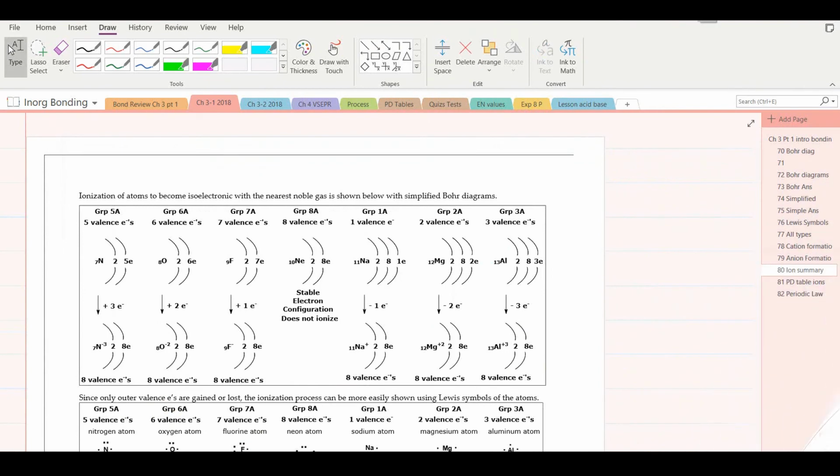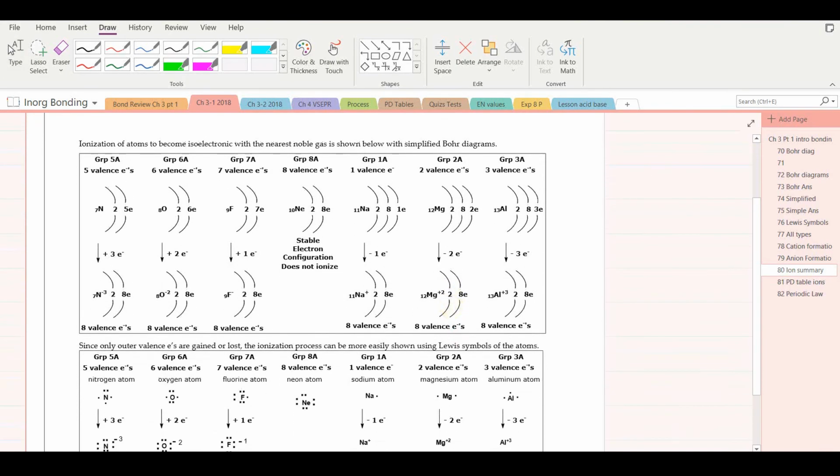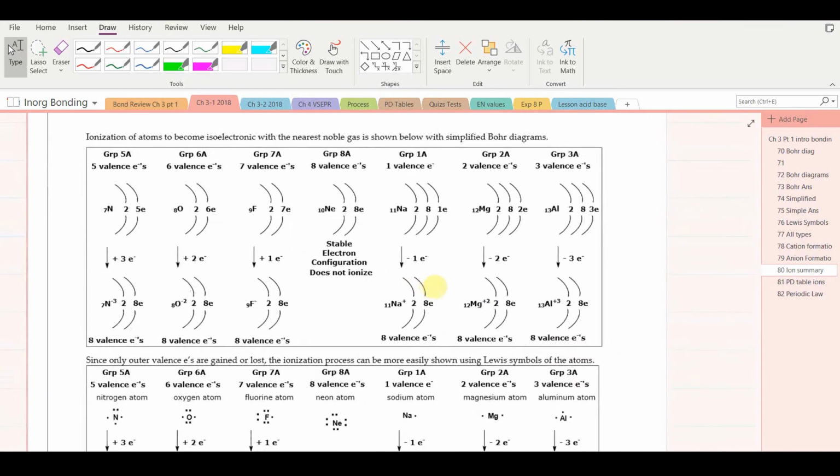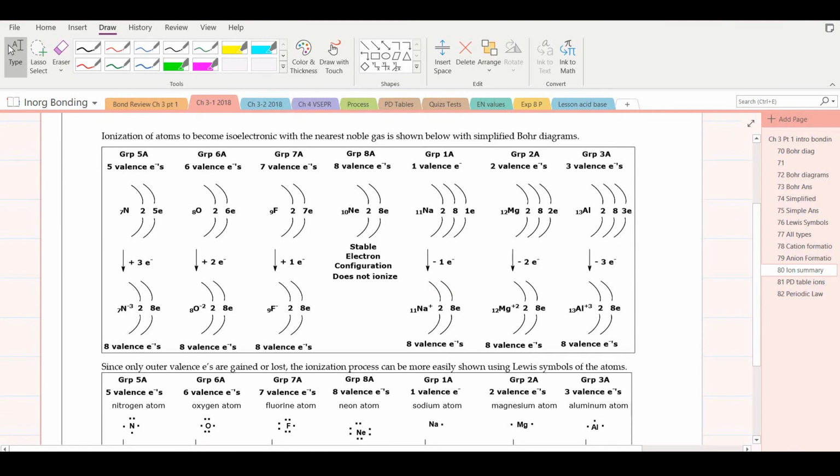Page 80, please. So on page 80, I've drawn the simplified Bohr diagrams and the Lewis symbols to try and emphasize one point. I've put groups 5, 6, and 7 on the left, and then 8 in the middle, and then 1, 2, and 3, the metals, on the right. When the nonmetals gain enough electrons to fill their valence shell, and when the metals lose enough electrons to empty the valence shell, they are then isoelectronic with the nearest noble gas.